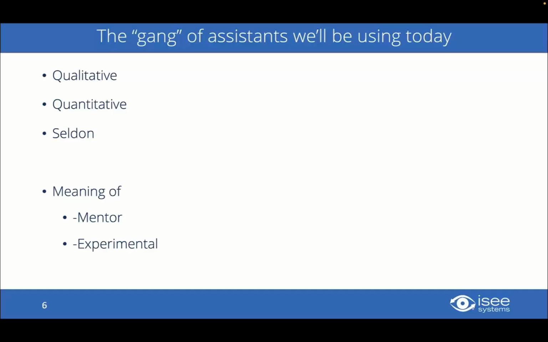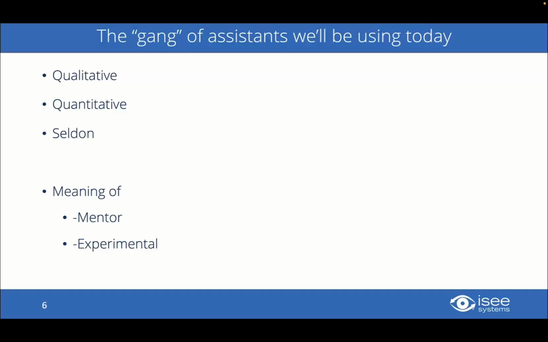So let me introduce you to the gang of assistants that we're going to be using today. They're called the qualitative engine, the quantitative engine, and Selden. You hear me putting this word engine at the end, and that all references what's called the SDAI platform. It's an open source project that myself and some folks at isee systems, as well as some folks at Skepticism, started to share this technology with the community, to cooperate as opposed to compete to develop this stuff.